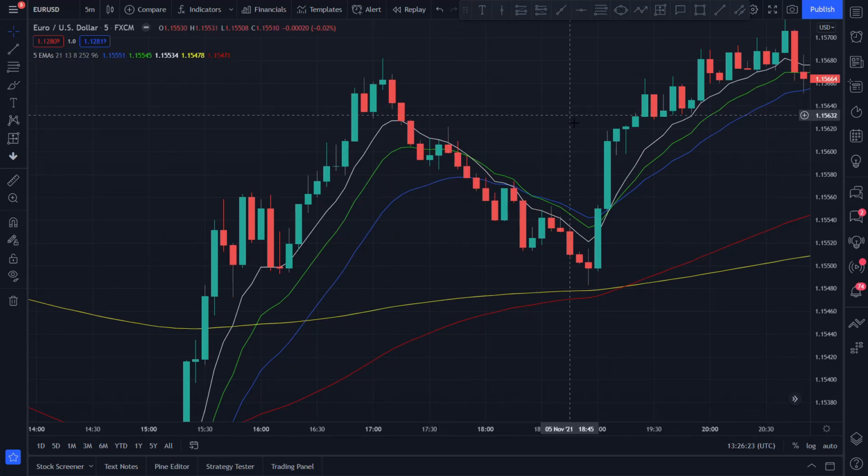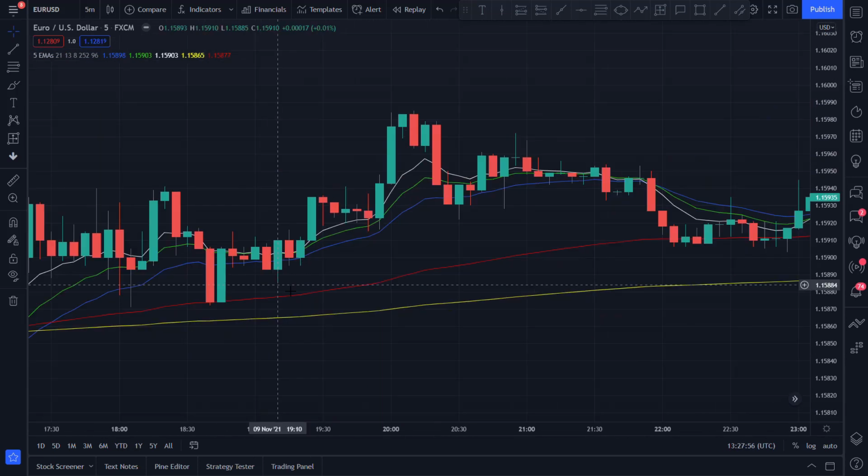So let's see the rules for a long entry. For a long entry, the first thing which you need to see is that the longer time frame EMAs are lining up in these directions. So you have to have the yellow EMA under the red EMA. The second step is that you need to see the short-term EMAs lining up in this way. So you have to have the white EMA on the top, under that the green EMA, and under that the blue EMA.